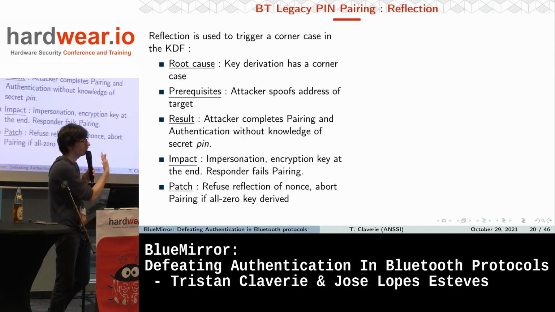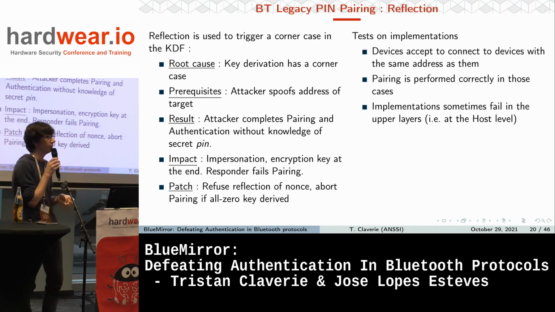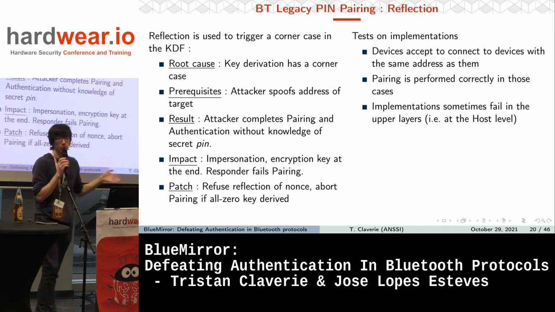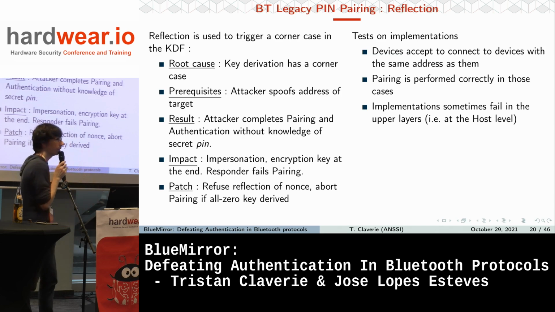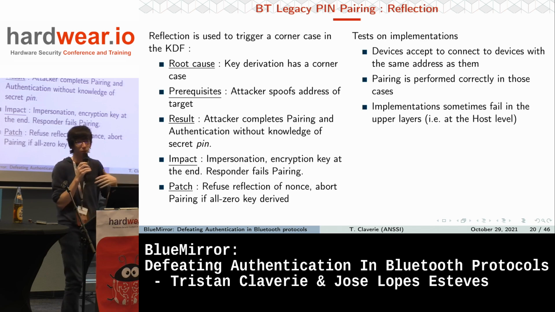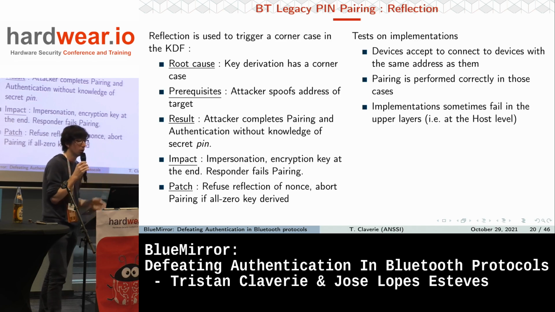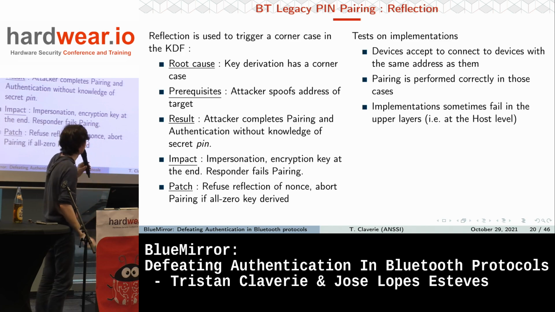So basically, the problem in this protocol is that there is a corner case in the key derivation function. It's more of a funny result, really, because the main problem in BT legacy PIN pairing is that there is no proper key exchange. So if you actually sniff the communications, you can try to brute force the PIN and retrieve the encryption key. Still, it's rather interesting to see a different kind of failure from the Bluetooth specification.